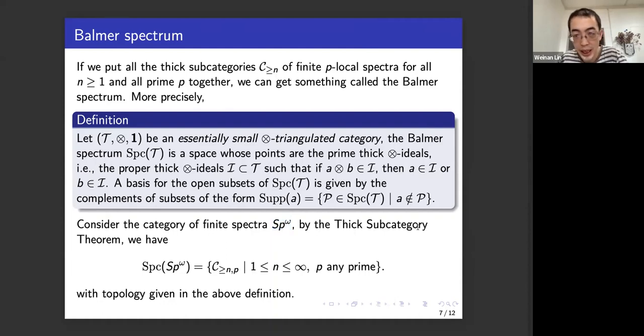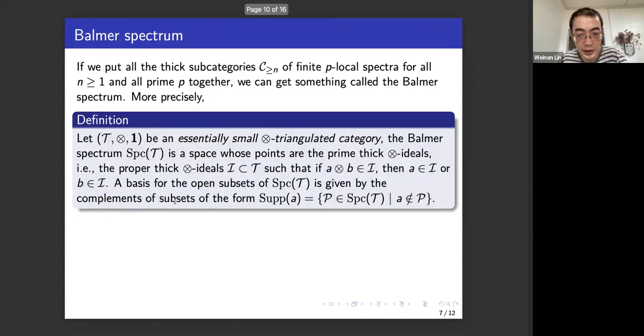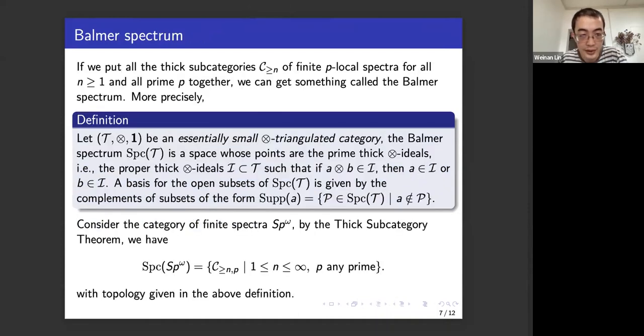So by the six subcategory theorem that I stated here, these are all the six subcategories. By that theorem, we can show that the Balmer spectrum of the category of finite spectra consists of these points, C greater than or equal to N for all N greater than 1 and all primes P. And the topology given here is the Zariski topology.